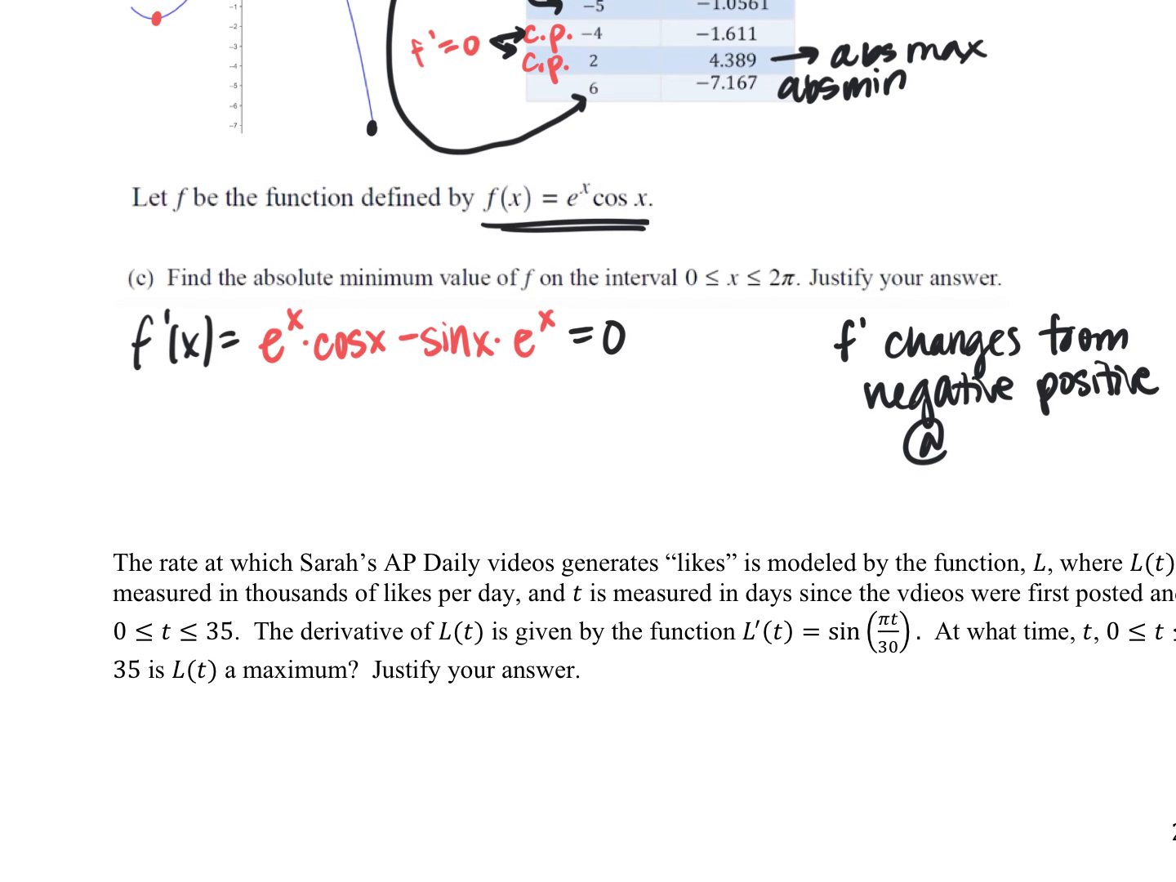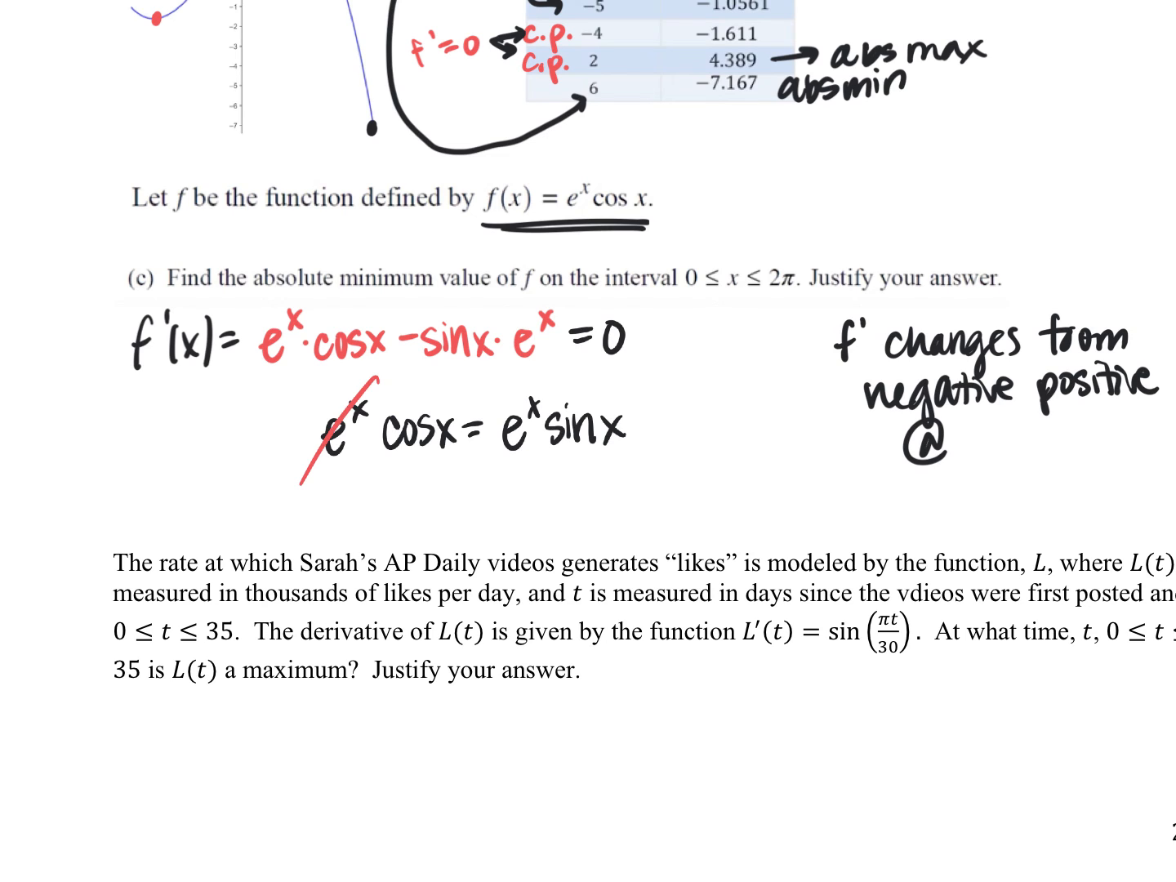How do you think we could start solving that? Can we move that sine of x times e to the x to the other side? Heck yeah, we'd have e to the x cosine of x equal to e to the x sine of x. That's in between 0 and 2 pi. Good call. We notice our domain.